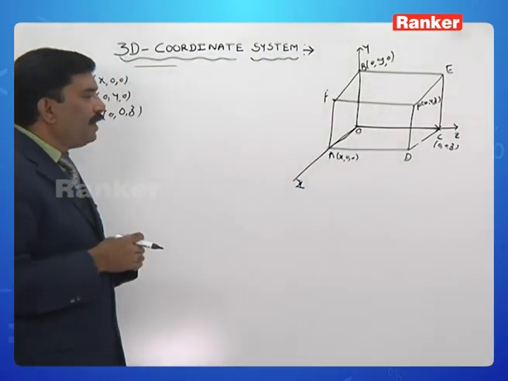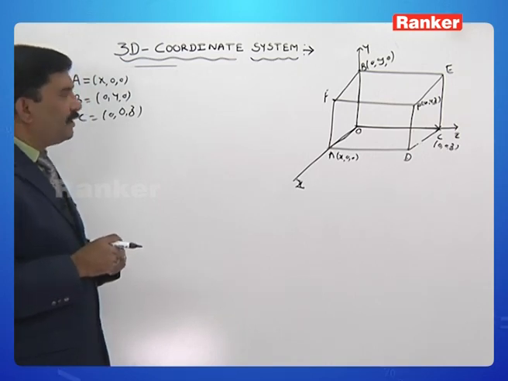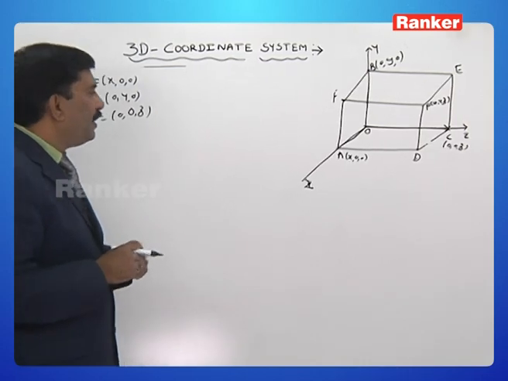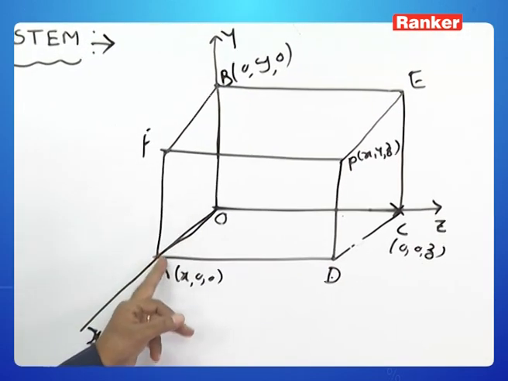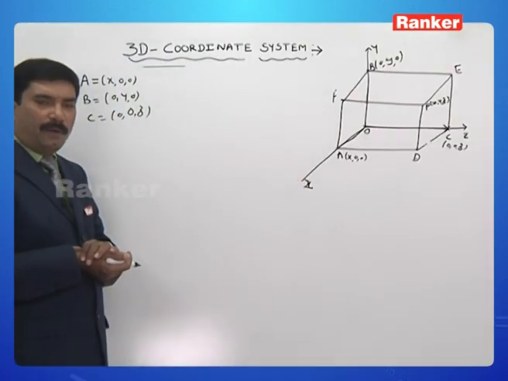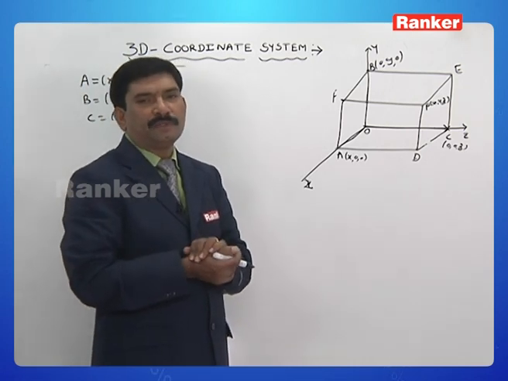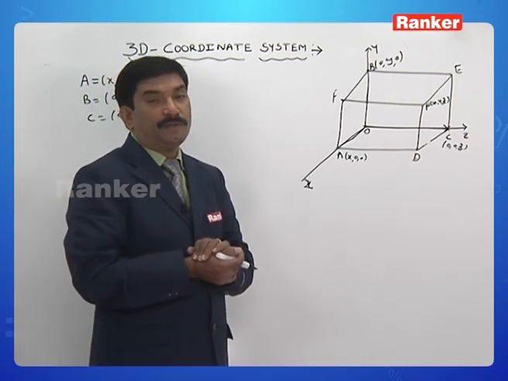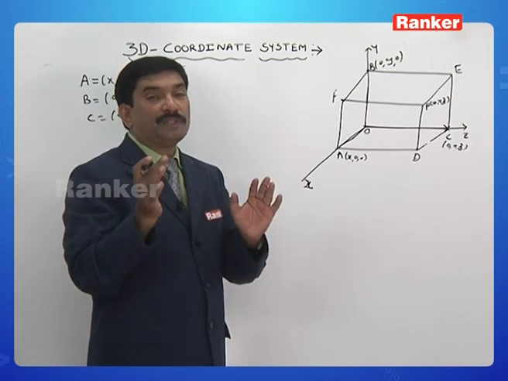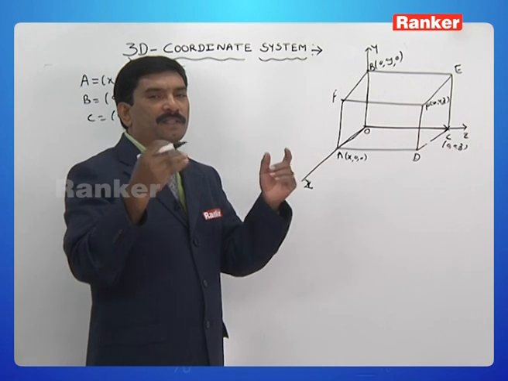That is, OADC is one plane, DCEP is another plane, EPFB is another plane, and OAFB is another plane. Now I want to find out the projection of P on the xy plane, yz plane, zx plane.